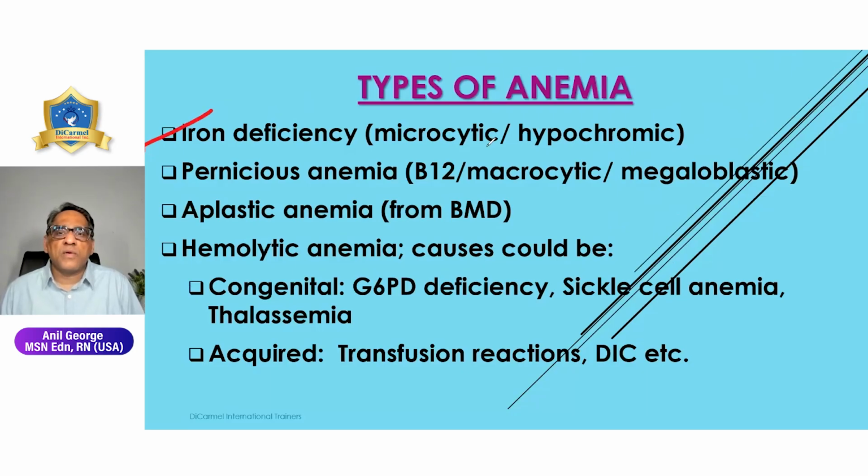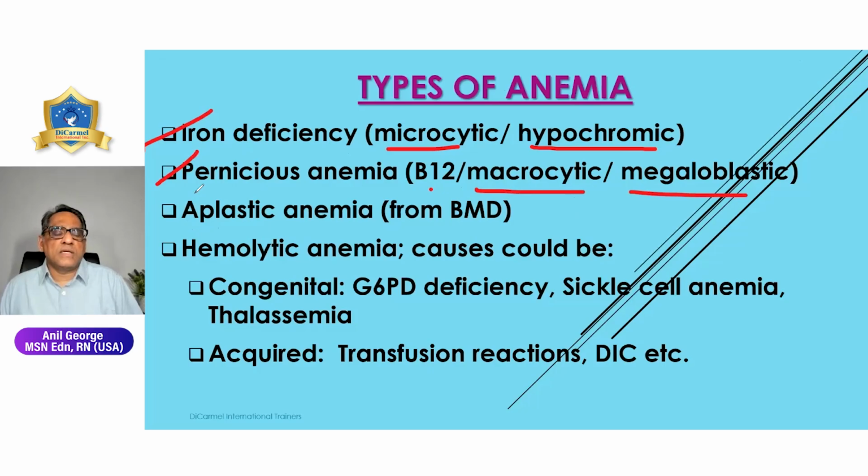What we also call microcytic because the cells are smaller, hypochromic because they're kind of pale because of the lack of iron. Remember, it's the iron which gives the RBCs their normal color. With the deficiency of iron, they become less colored or more pale. And then another classic one, which is pernicious anemia, that's the B12 deficiency one, which is also called macrocytic, meaning larger cells, or megaloblastic, pretty much the same, larger immature cells.